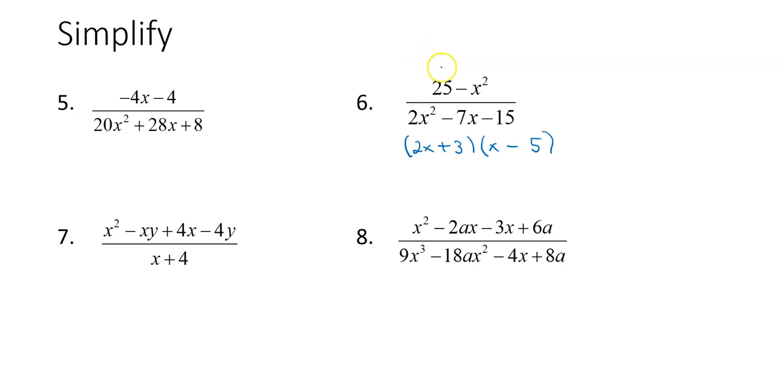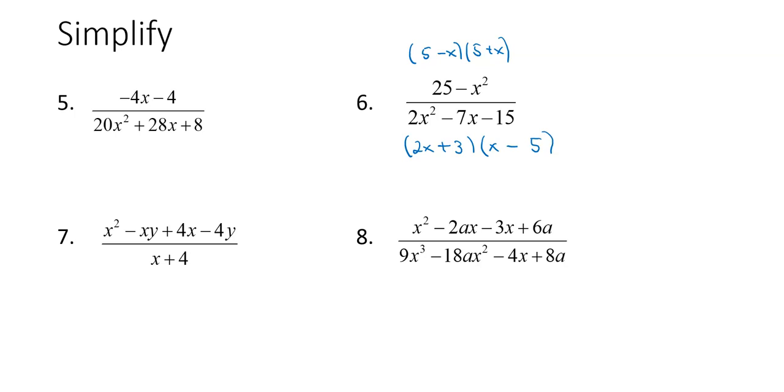Up on the top, a 25 minus x squared, that's a difference of squares. So it's a 5 minus x times 5 plus x. FOIL it back to make sure, and it works. Now, it looks like right away nothing cancels out, except again, we're going to hit that same thing with the negative that we saw before in the other problem.